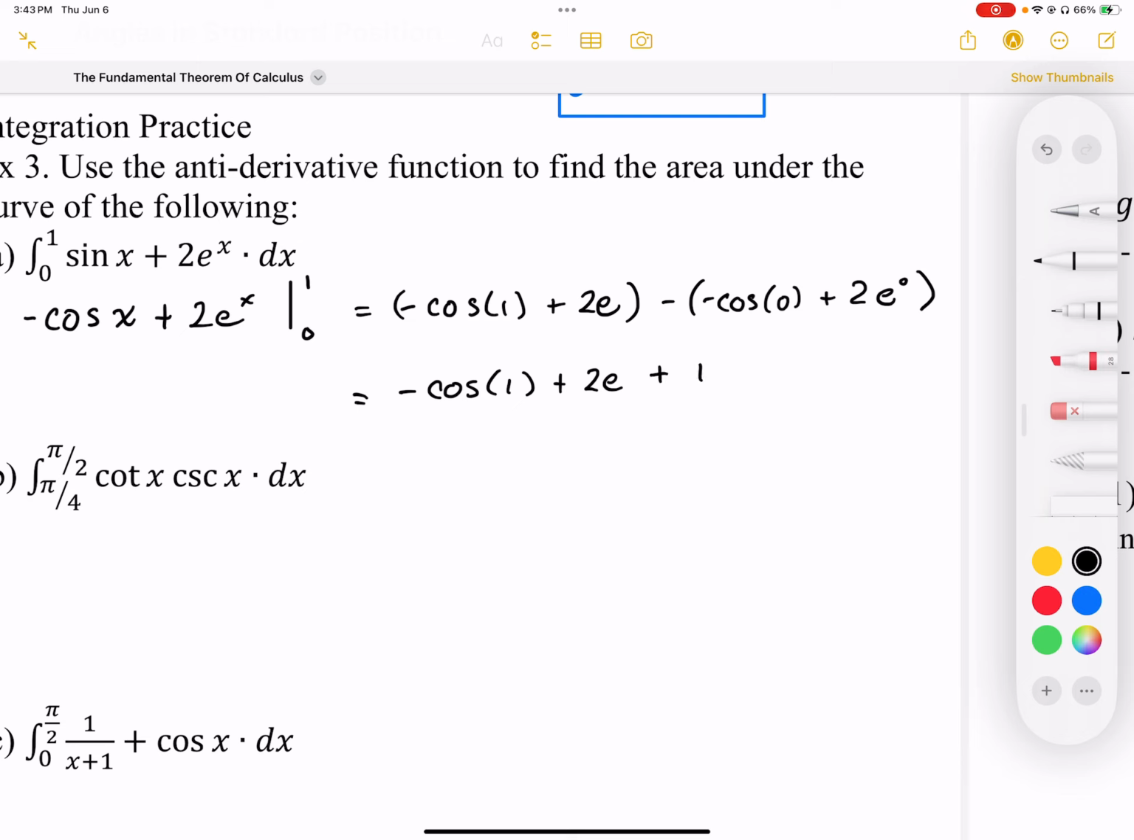plus 1 plus 2. Okay, so this, I can kind of combine my like terms. So I have 2e plus 3 minus cosine of 1. So there's the area under that antiderivative function. The area under the function sine x plus 2e to the x from 0 to 1.